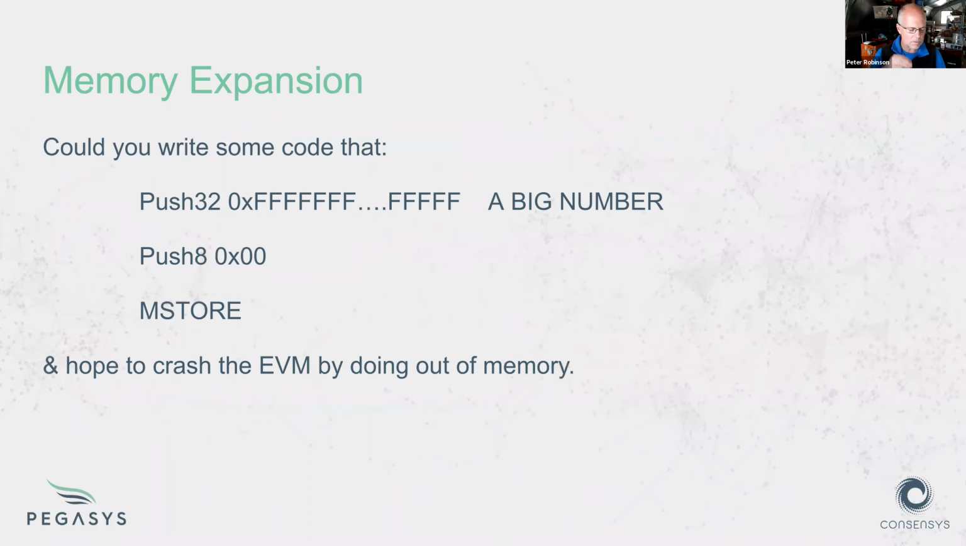So we've talked a little bit about memory as being a scratch pad, and you might be thinking, well, I could write some arbitrary EVM code, push a huge number onto the stack, and say store 0 at that location with mstore. Then these Ethereum clients would have to try and allocate that memory, and they'd crash because they'd run out of memory.